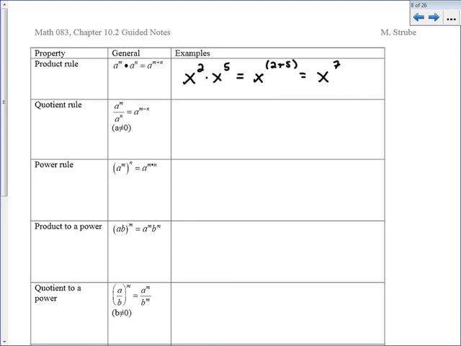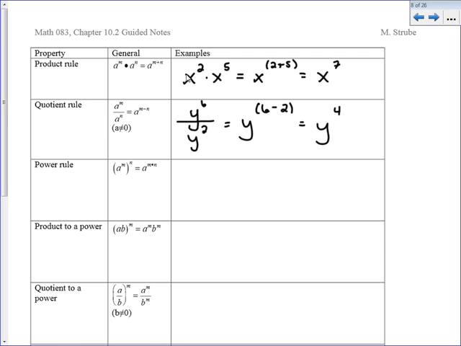We've also worked with the quotient rule. So this is when you're dividing like bases. So let's say I have y to the 6th and I divide it by y squared. What do I do with those exponents? Subtract. So you take your y and you just do 6 minus 2, it's going to be y to the 4th. So we worked with that one mostly when we were factoring. A little bit multiplying, dividing our rationals as well.